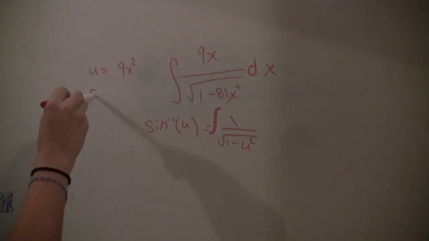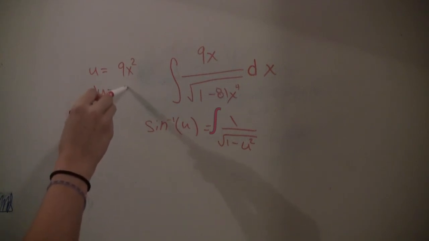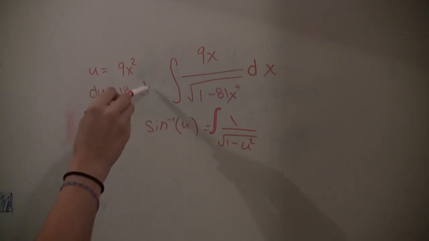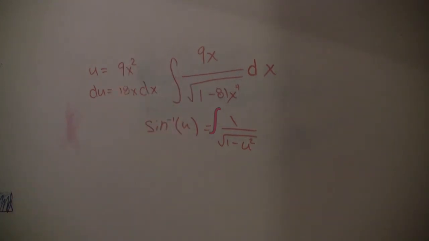And our du, because we're going to have to use a little bit of u sub here, is going to be 18x dx. And as you can see, that doesn't completely cancel out, so that's going to leave us with a 1/2 out in front of our answer, and give us 1/2 sine inverse 9x squared.